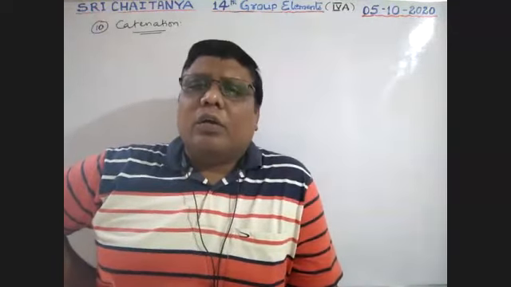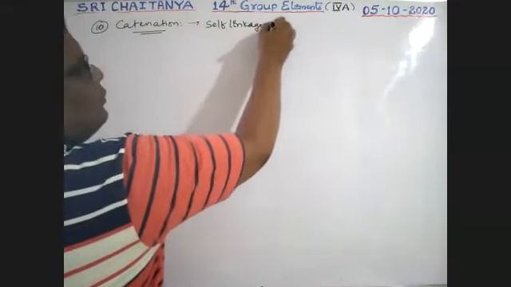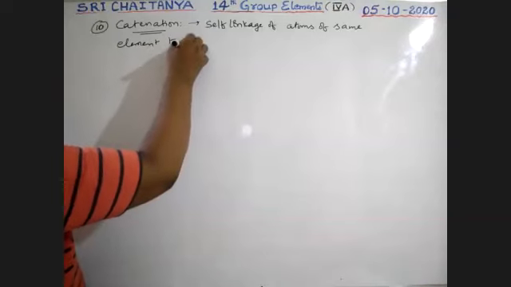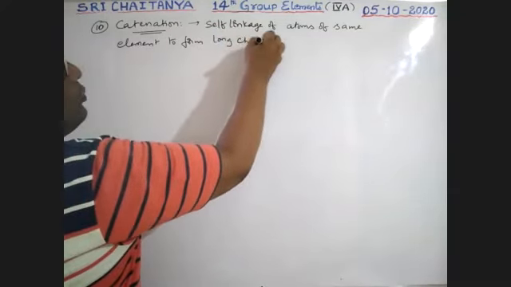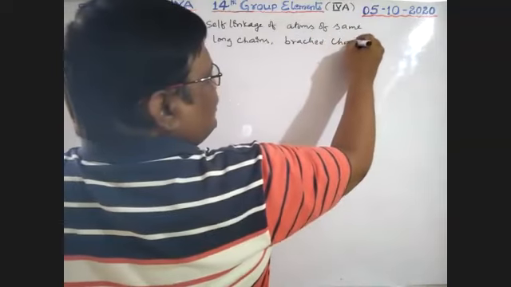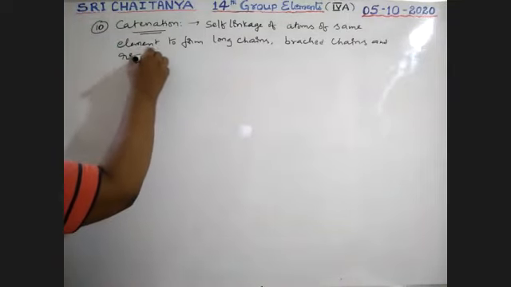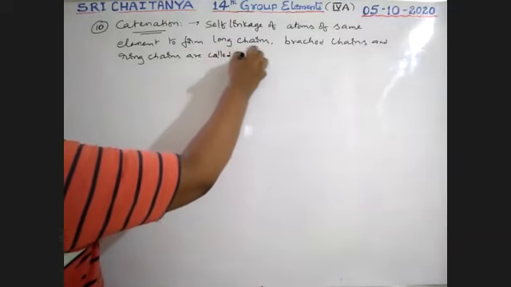What is catenation? Self linkage of atoms of the same element to form long chains, branched chains, and ring chains. Ring chains are called catenation.